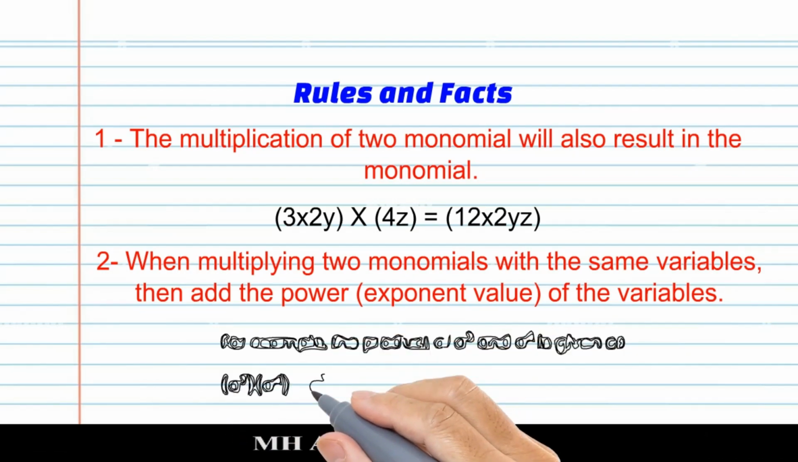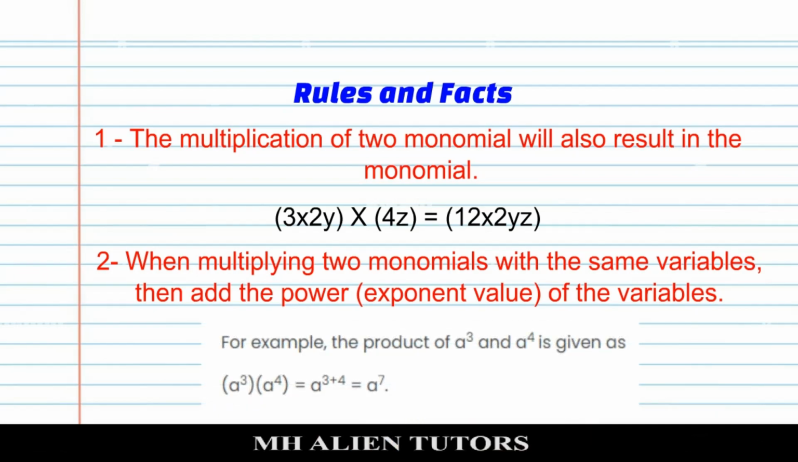For example, the product of a raised to the power of 3 and a raised to the power of 4 is given as a raised to the power of 7.